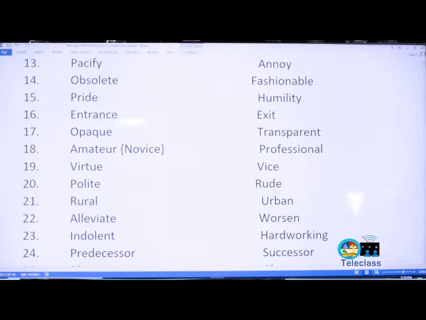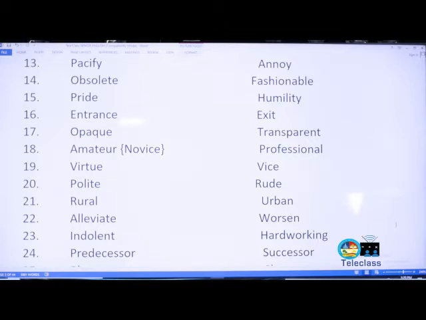Then we have virtue. Virtue has to do with some good qualities. So when you have good qualities, it is described as virtue. Opposite of virtue is vice. Vice has to do with negative qualities. Then the next one is polite. When you're polite, it means you're respectful. You always talk or behave in a respectful manner. Opposite of polite is rude.